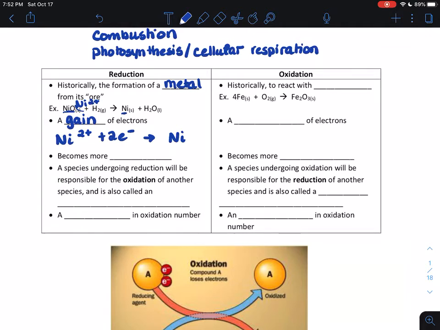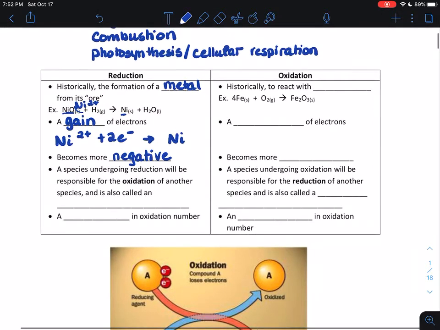So one of the things that we say is that these substances that undergo reduction become more negative. And you can see that that happened here, right? Nickel went from 2 plus to 0, so it became more negative. I'm going to talk about the last 2 bullets in a moment here. And we're going to go back.